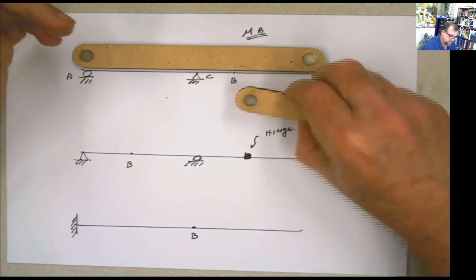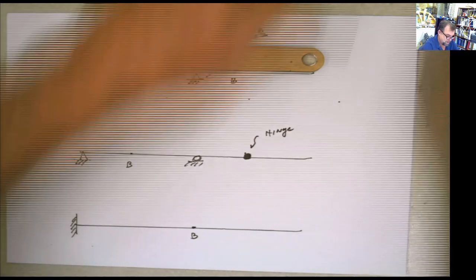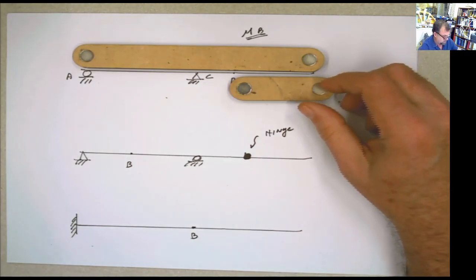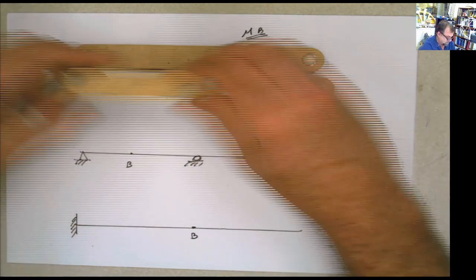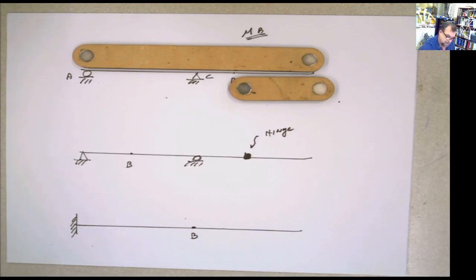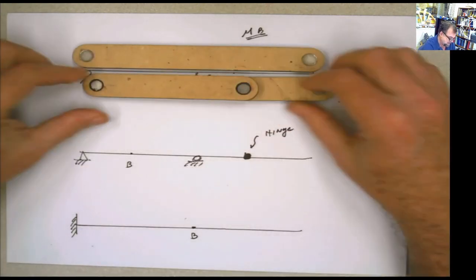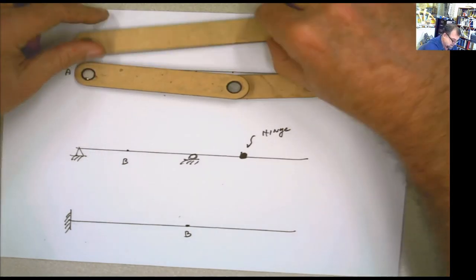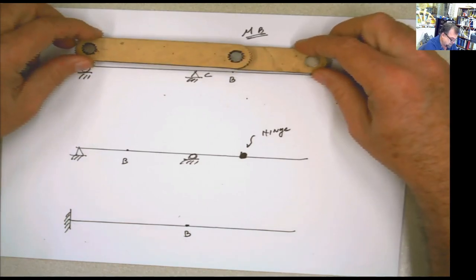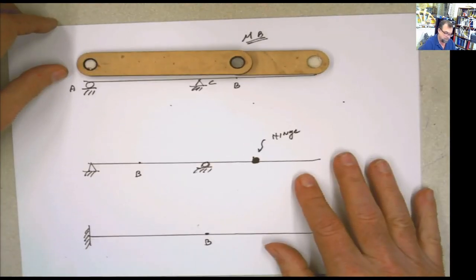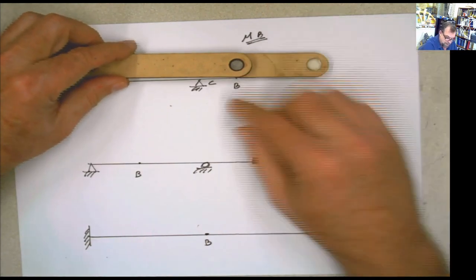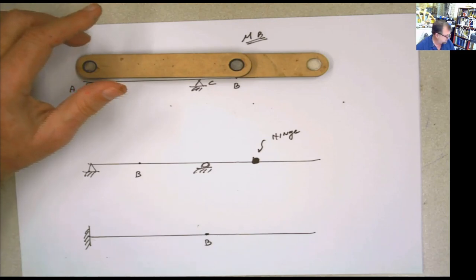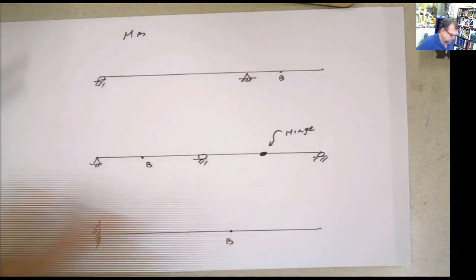So basically, in this case, I'm not cutting anything. I'm changing the configuration. I'm saying, okay, now that structure that was like that is now like this. So I'm going to replace this with this, and I'm going to keep the supports the same as they were before. And once we have this situation, then we apply the moment. Okay, moment at B.